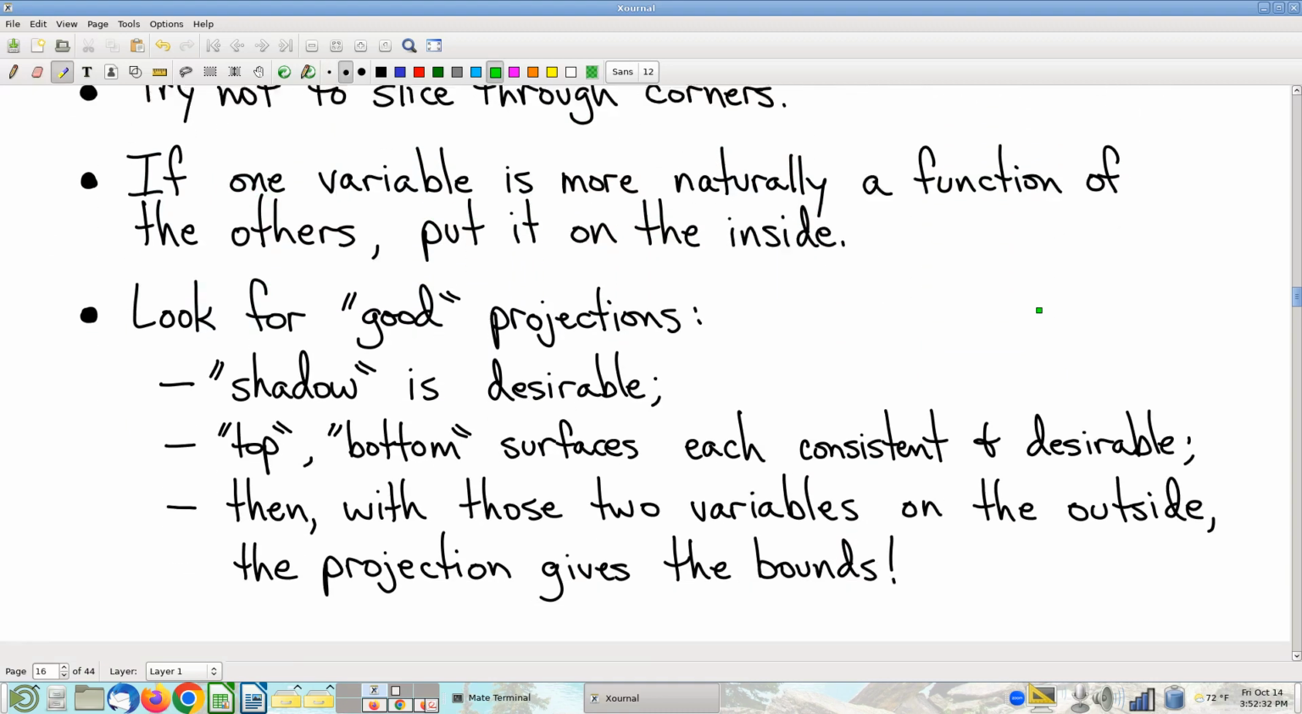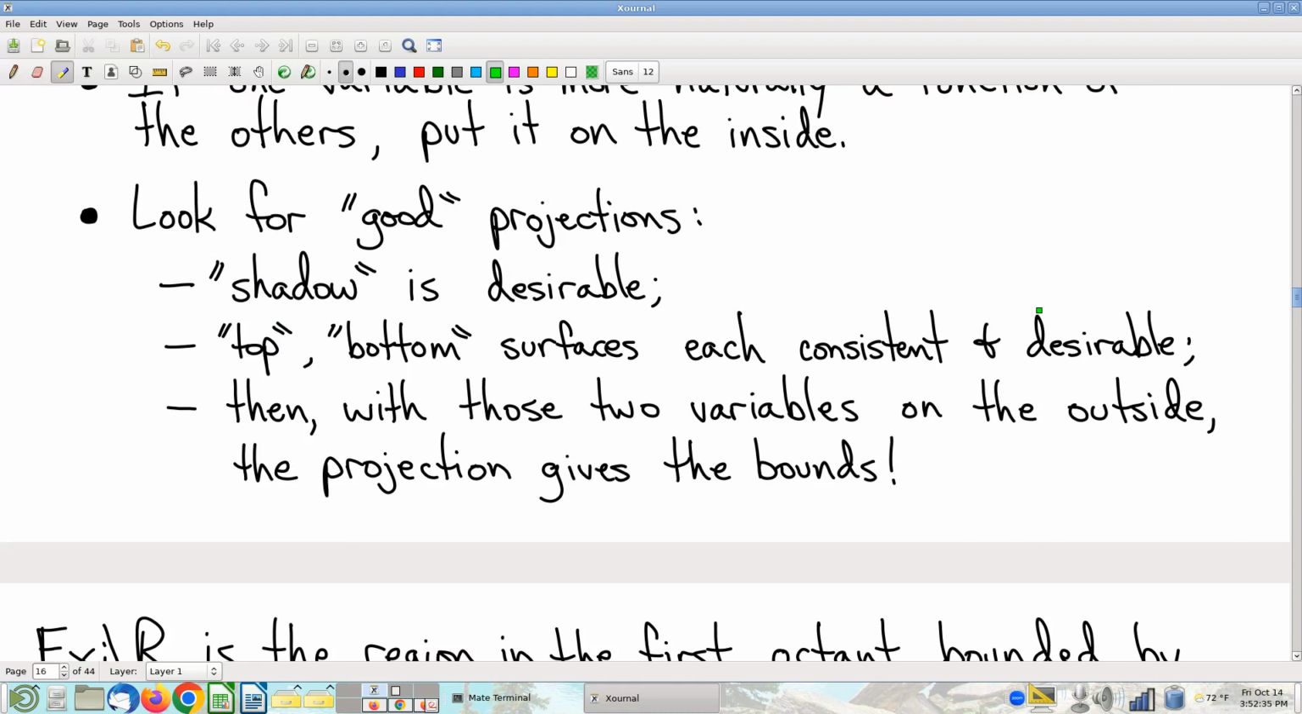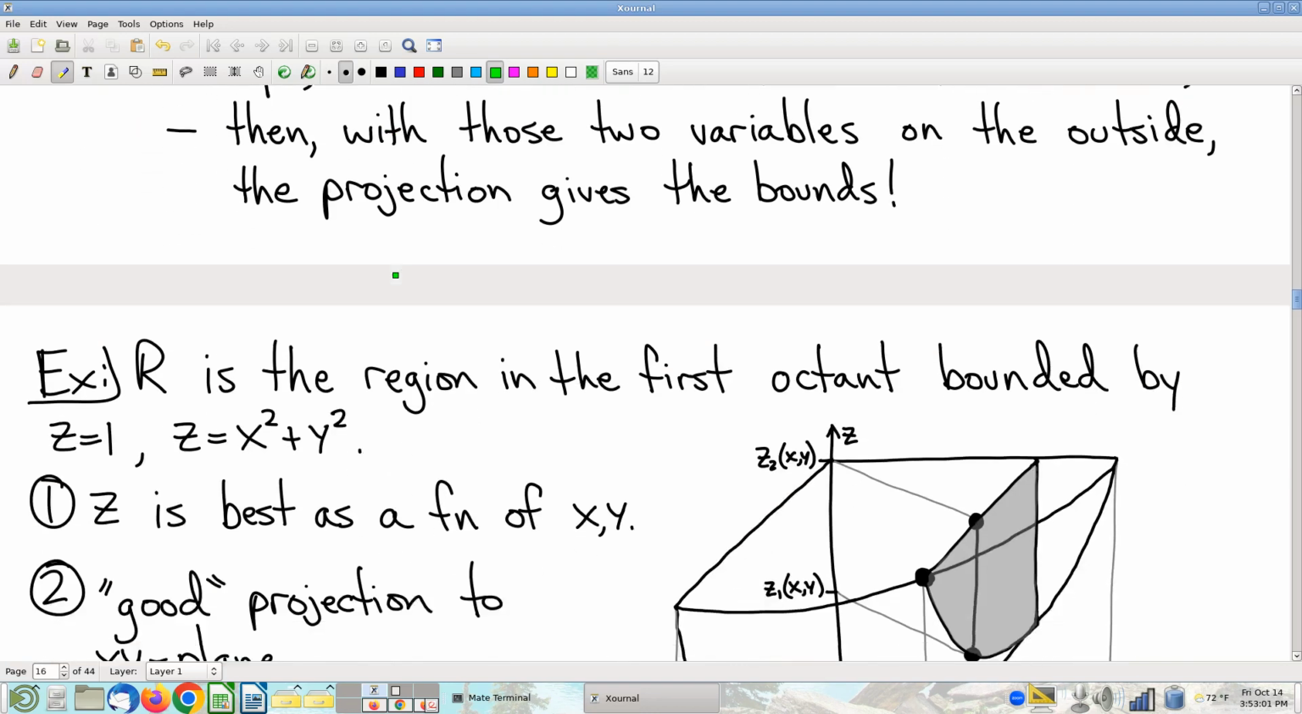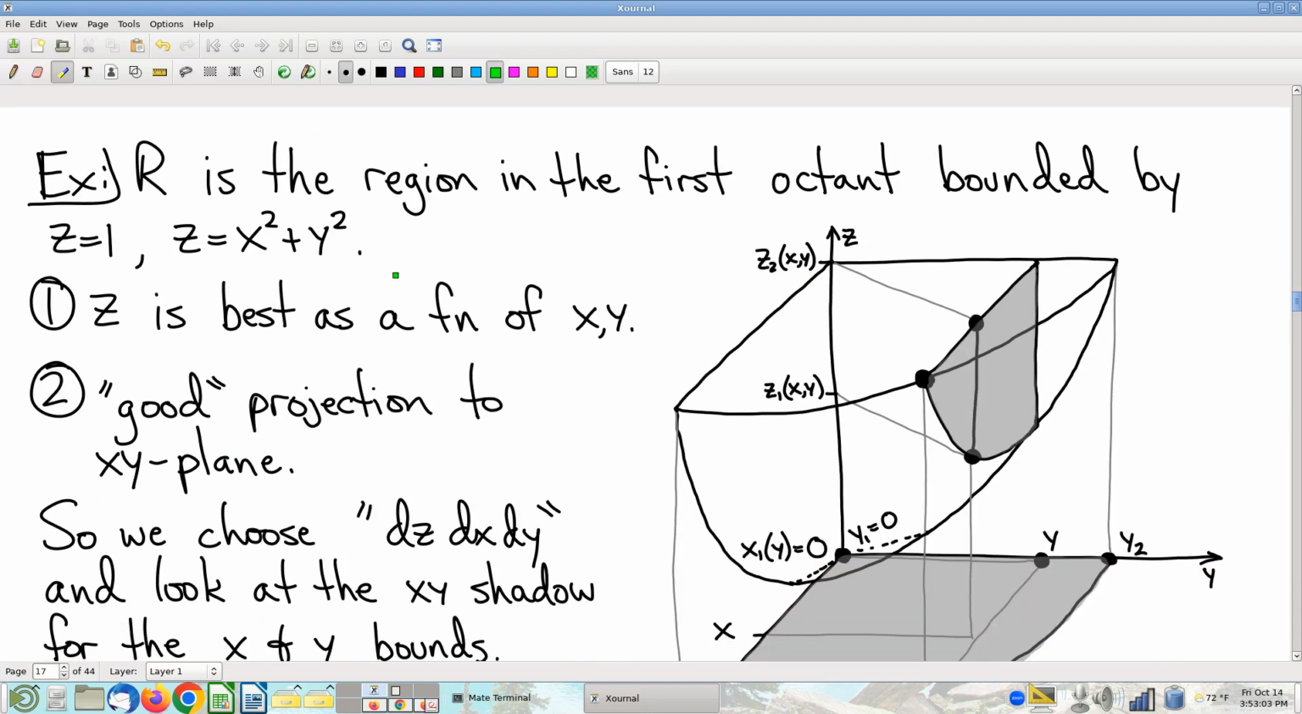There is a third tool that I'm going to give you here. I think this is really good. I wish the book spent more time talking about this. I use this a lot myself when I'm doing triple iterated integrals. And this is the idea of a good projection. And there's various things to say about what makes a good projection, and I've got them bullet pointed here. The thing is, it makes a lot more sense to see it in action, in an example. So I'm going to start off doing this example, and then I'm going to go back up to what I just skipped and point out how what we're going to see here is an example of what I'm talking about with a good projection.